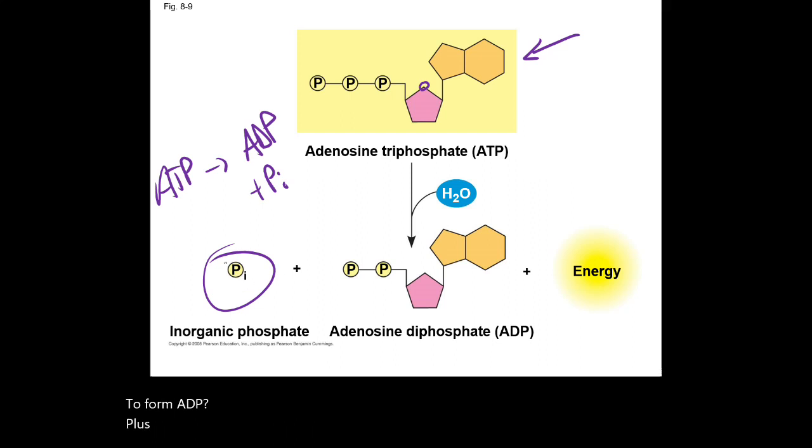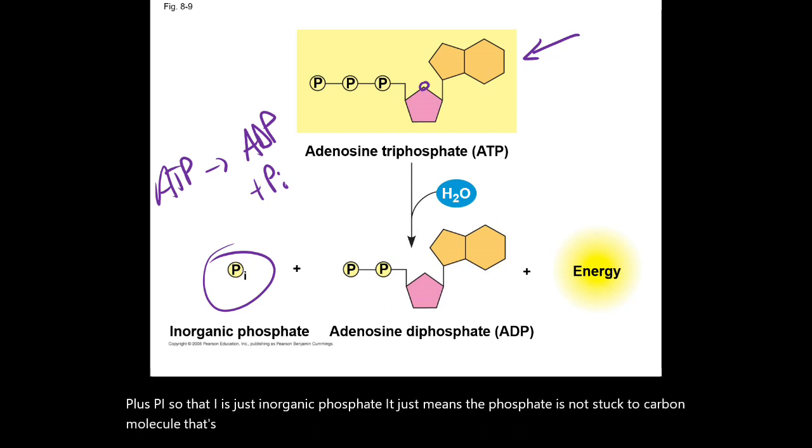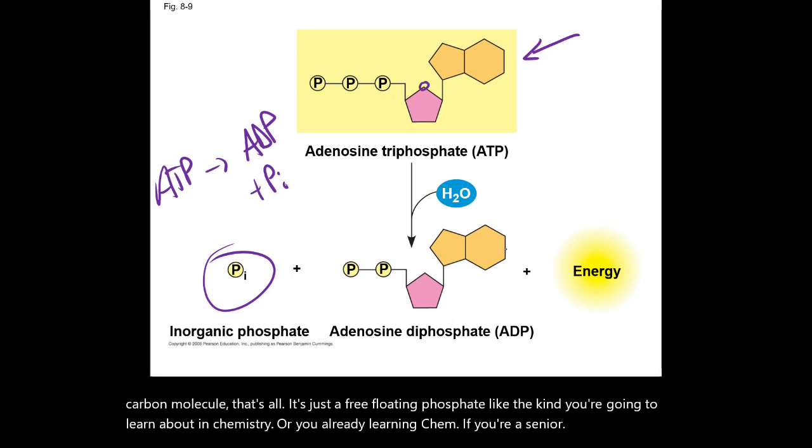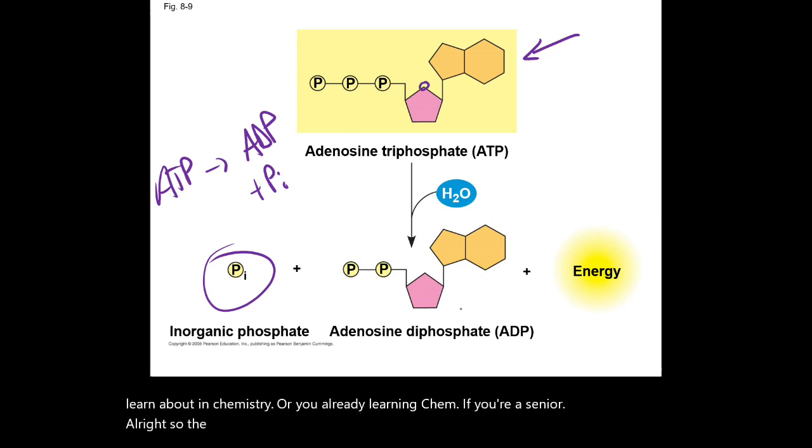The i is just inorganic phosphate. It just means the phosphate is not stuck to a carbon molecule. That's all. It's just a free-floating phosphate, like the kind you're going to learn about in chemistry, or you already learned in chem if you're a senior. All right, so the ADP is low energy. ATP is high energy.